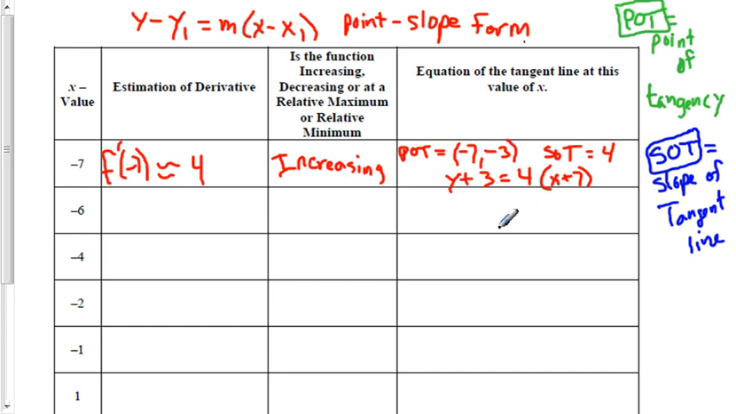Whenever you're asked on a quiz or test, or especially on the AP exam, to come up with the equation of the line, just use point-slope form. Don't simplify it. Leave it like that. All right, why don't you pause the video, take a few seconds to try the rest of the chart, and then check to see how you did.